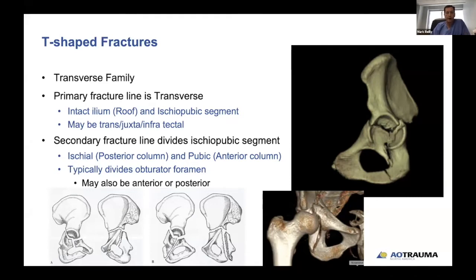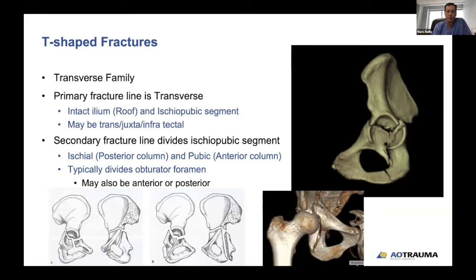However, there are anterior and there are posterior variants. And so the anterior variant, you can see down here in the bottom left, has a fracture that can involve sometimes the body of the pubis or just adjacent to or even extending into the symphysis pubis. And the posterior or ischial T-shaped fracture has a fracture line that skirts the obturator foramen and exits the posterior border of the bone, usually through the ischial tuberosity. And we can see that on the 3D scan on the bottom right.